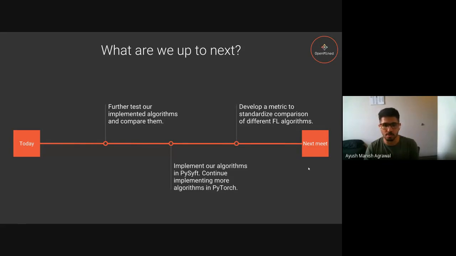What are we up to next? We are going to further test whatever we have implemented and continue to see if we get the same results. And now I'm working on a different paper, and we are going to continue to implement more baseline FL algorithms that might help us get a better understanding of how these algorithms compare through literature versus implementing them in code. And we also plan to develop a metric to standardize comparisons on different FL algorithms. I guess we are hoping to get the answer to that once we have more algorithms implemented and once we have done more comparisons between these algorithms.